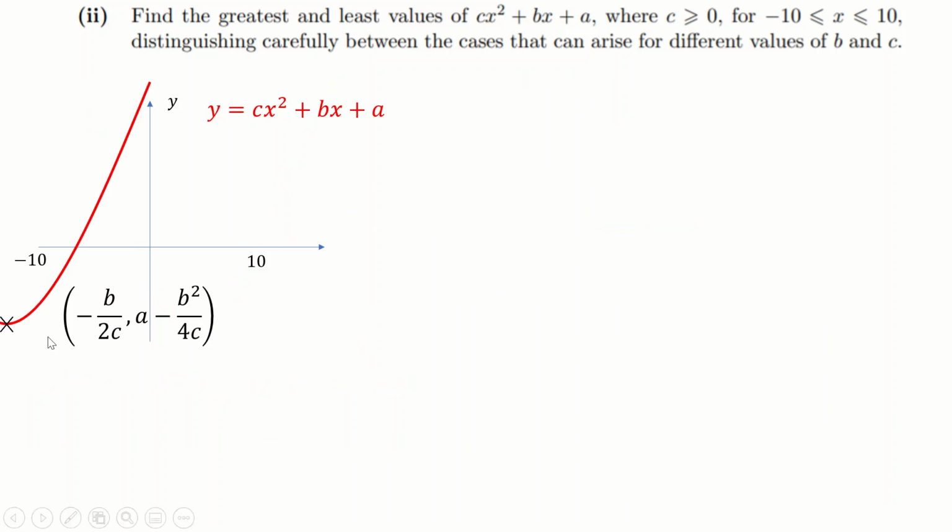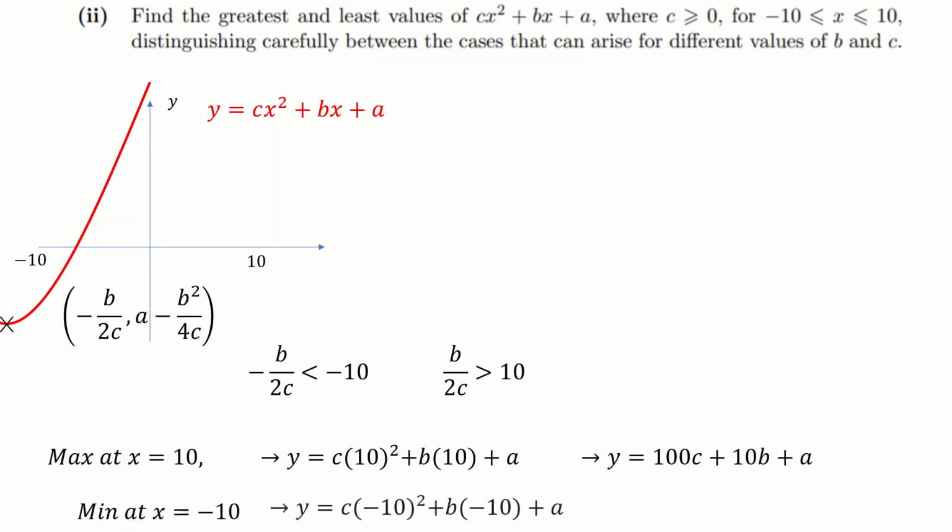So my first case, remember, was when the minimum point was way over here. And I talked about how essentially that means that the x coordinate of the minimum point is less than minus 10. Now I can times both sides by minus 1 to get rid of those negatives, but then remember I have to flip the inequality. So that's actually the case I'm looking at. And the minimum is when x is minus 10, and the maximum when x is 10.